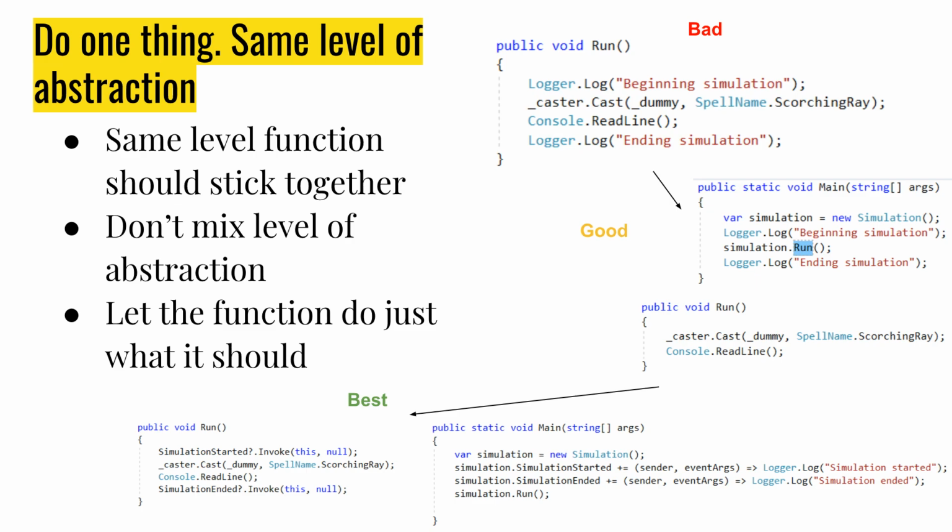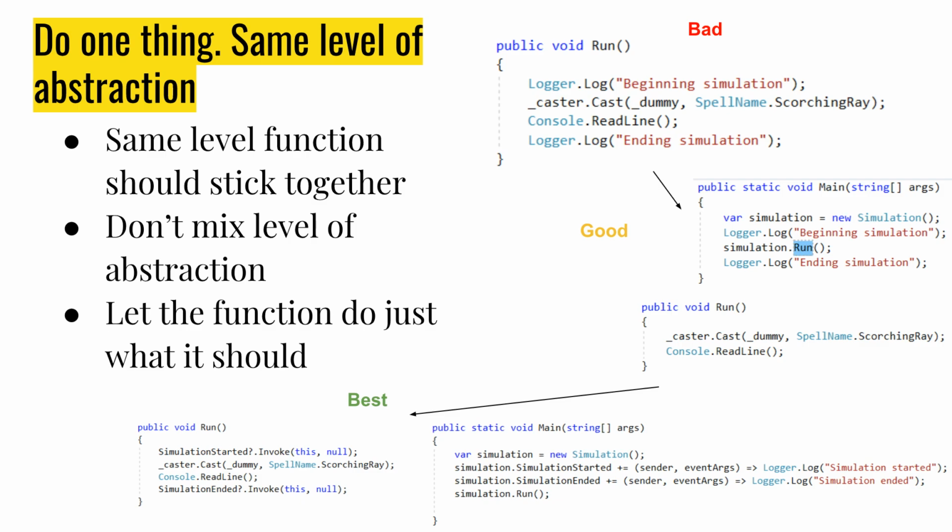Another important thing which is often missed in functions is that they should not mix levels of abstraction. If a function does high level stuff, you shouldn't mix low level stuff in it. So in this example, we have a function run simulation, which does logging, which does casting, which stops the console, pauses our input, and which also logs again.